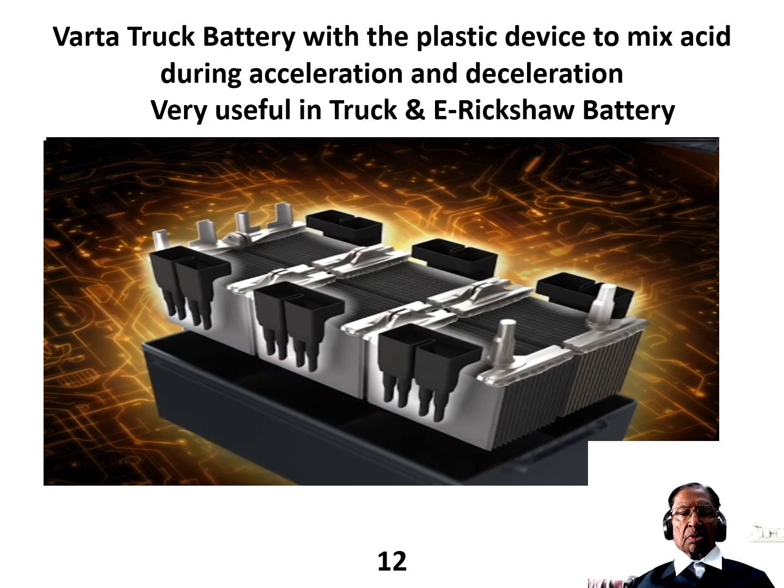A Varta truck battery with the plastic device is shown here below. This is a truck battery which has 6 cells arranged in this manner, as you are aware, and each cell has two such plastic devices. This is a pipe through which the acid can come from the top to the bottom, and it can also return during deceleration and acceleration. The acid gets mixed thoroughly during acceleration.